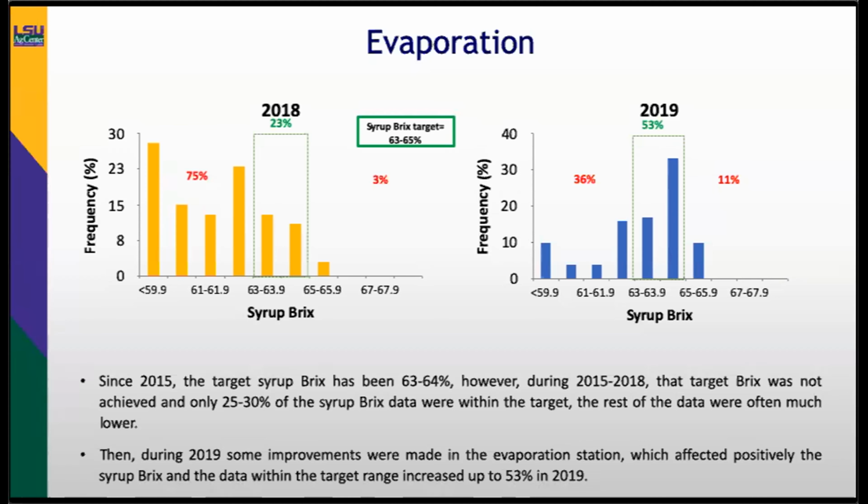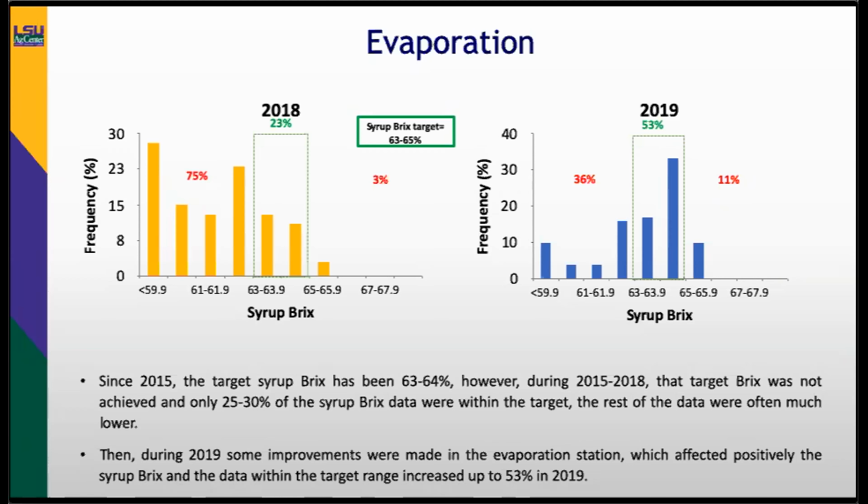The target for this factory for the syrup brix is between 63 and 64. During 2018, 23% of the syrup that they were producing had the correct brix. Then in 2019, the stability of this process improved, because now 53% of the syrup had a correct brix. So the factory made some improvements in the evaporation station.